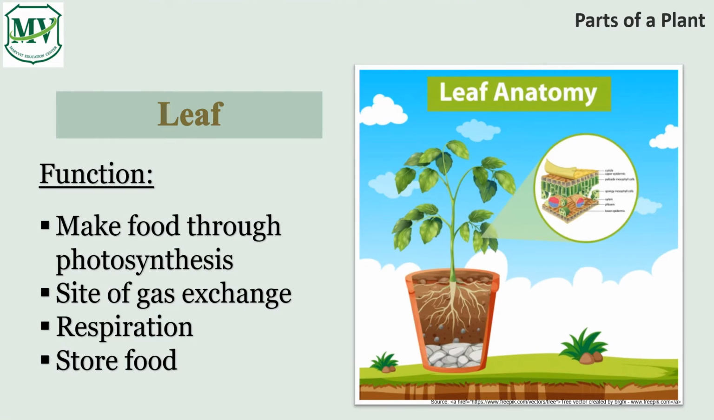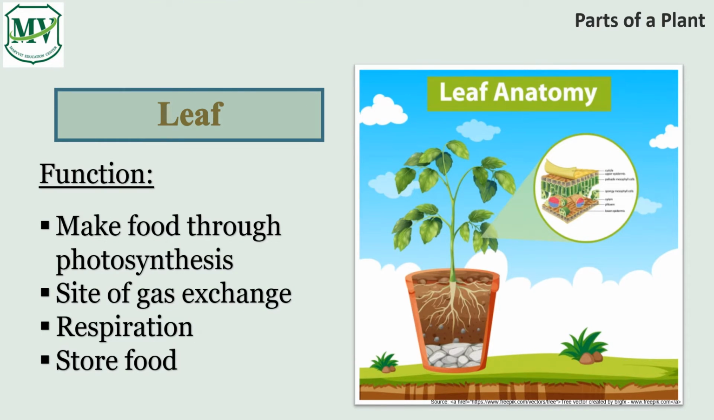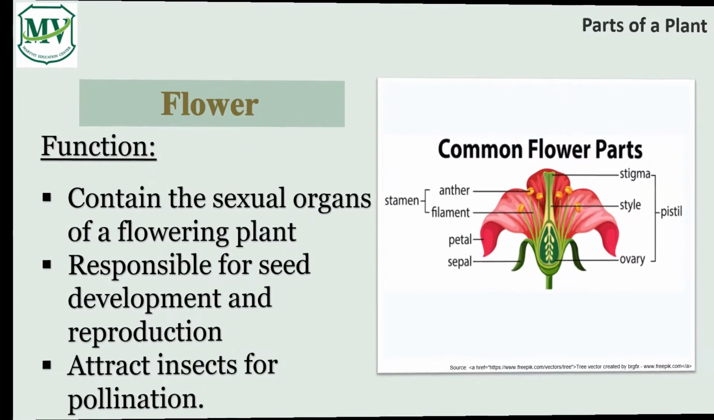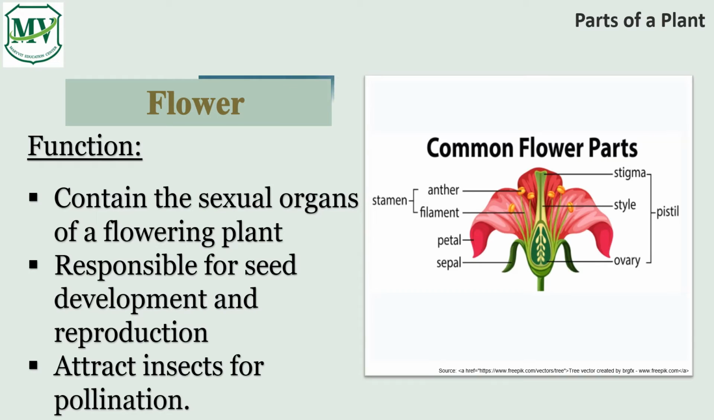Another part of a plant is the leaf. Leaves make food through photosynthesis and are a site for gas exchange such as carbon dioxide and oxygen. They can store food too. And last but not the least is the flower. The flower is said to be the most beautiful part of the plant. This contains the sexual organs of a flowering plant, which is also responsible for seed development and reproduction, and it attracts insects for pollination.